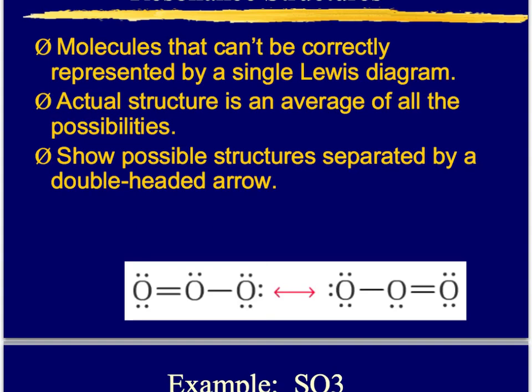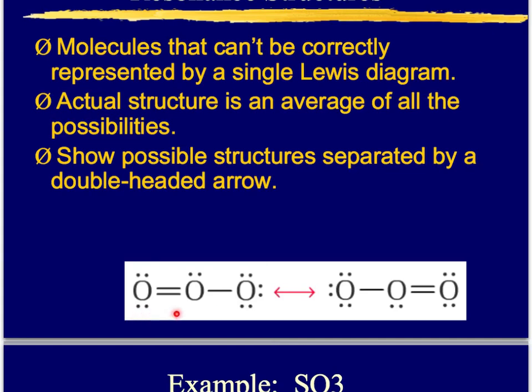Now there are some structures that cannot be drawn correctly with just a simple Lewis dot structure diagram. The actual structure is an average of all the possibilities. So we show these possibilities with this idea of a double-headed arrow here. So for example, here we have ozone, and remember that is a substance in the atmosphere that stops UV radiation from getting to the surface.